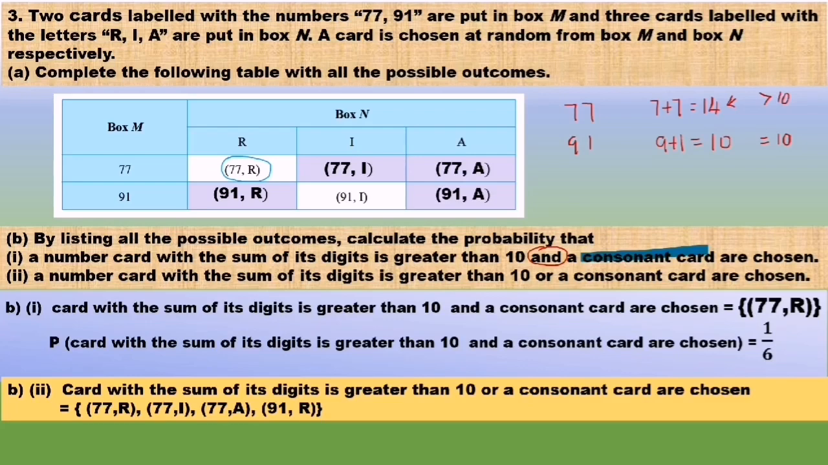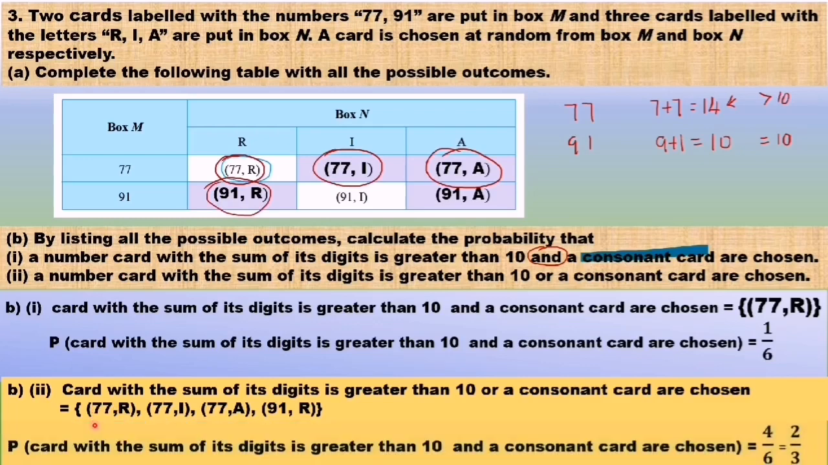Okay, so I start with the sum of digits is greater than 10. So all here I circle it because the sum of the digits, 77, is greater than 10. After that I will find all the consonants and circle them. So all the possible outcomes we have is 4. So what is the probability? The probability is 4 over 6. If we simplify it, we will get 2 over 3.